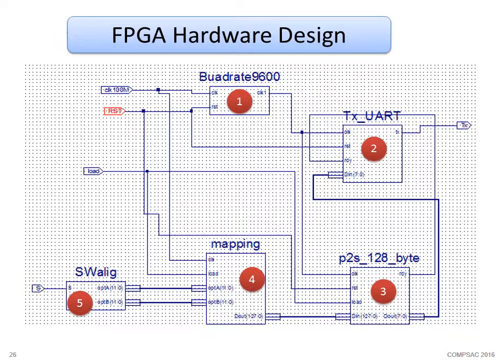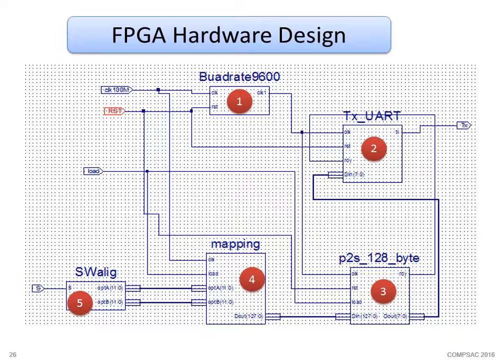Second block is the transmitter UART block, responsible for transmitting data from the Zynq 7000 to the PC. Third block is a parallel to serial 128 byte. This block converts data from parallel to serial, so the data is compatible with the transmitter UART. Fourth part is a mapping block, which converts the output alignment result from the digital numbers 0 and 1 to letters to be readable, and then sends these letters to the parallel to serial block to become compatible with the transmitter UART.